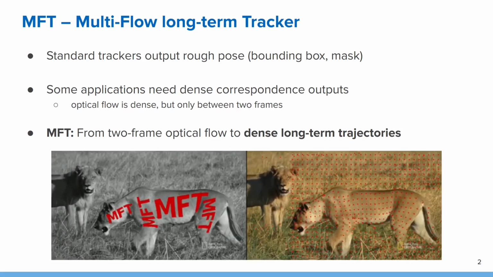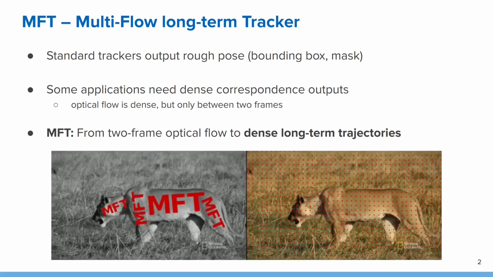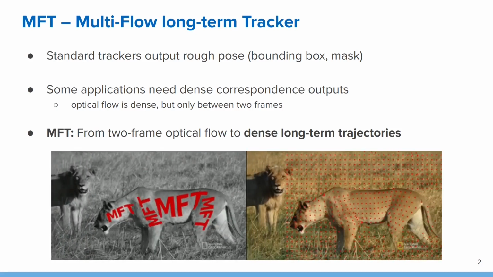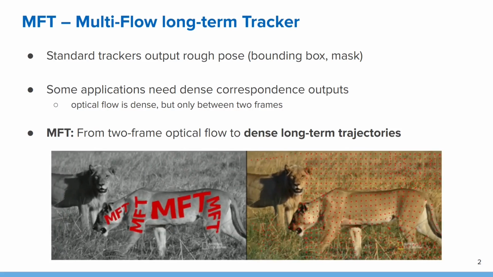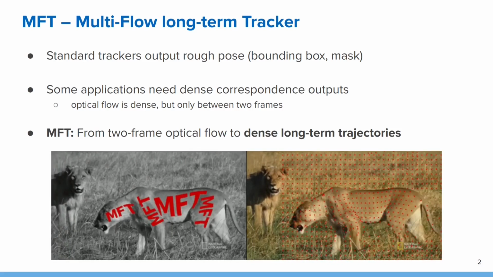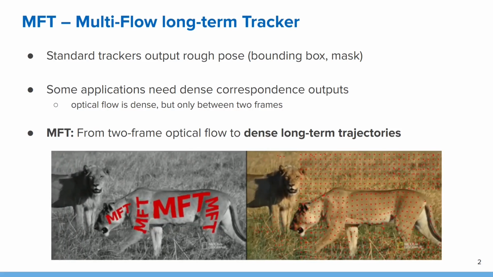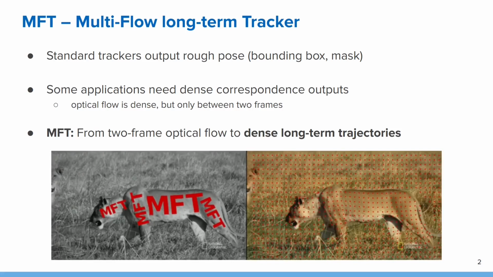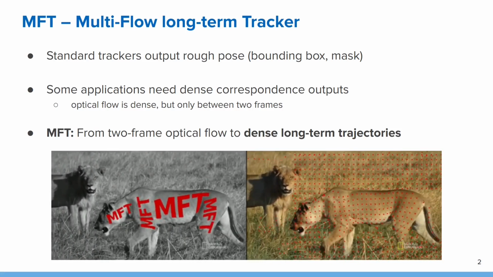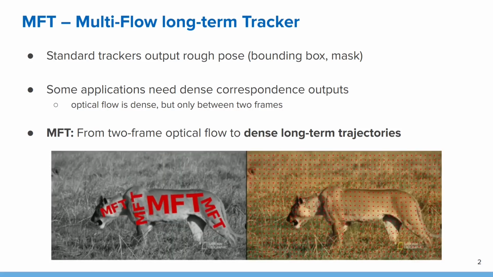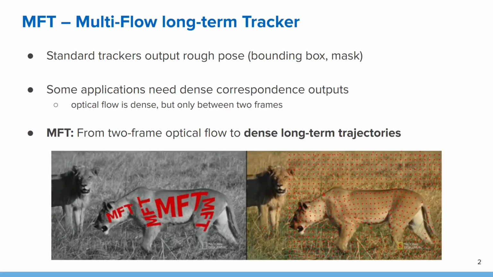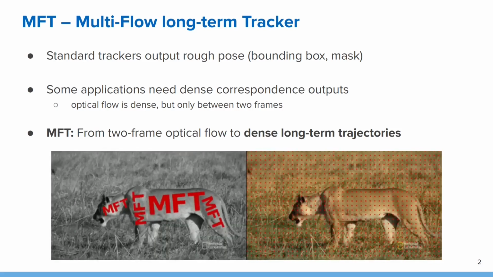Standard visual object trackers track an object from the first video frame throughout the video using a bounding box or a segmentation mask representation. Applications like structure from motion or video editing shown below benefit from long-term dense correspondences. Optical flow methods output dense correspondences, however, only between pairs of frames. Our method, called MFT or Multi-Flow Long-Term Tracker, extends optical flow to dense long-term trajectories over the whole video sequence.